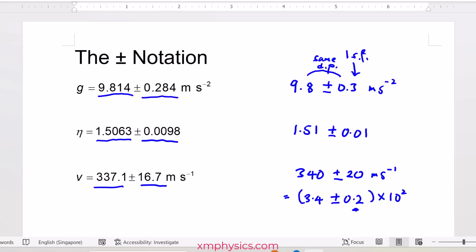So you can see quite clearly, right, the rule here. 1 SF for the uncertainty and match the dP.